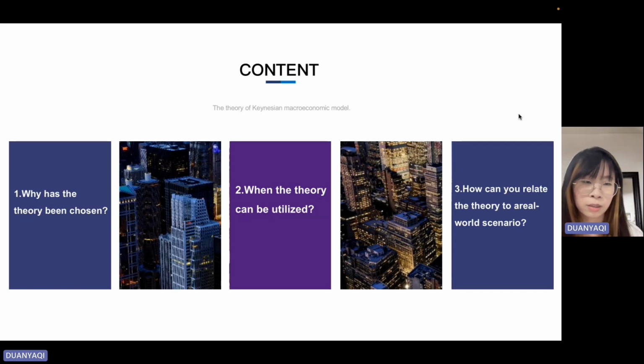There are three questions. Number one, why has the theory been chosen? Number two, when can the theory be utilized? And the last one, how can you relate the theory to a real world scenario?